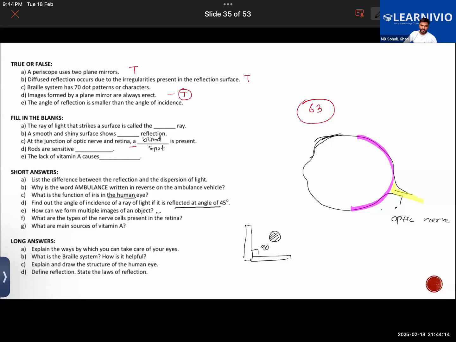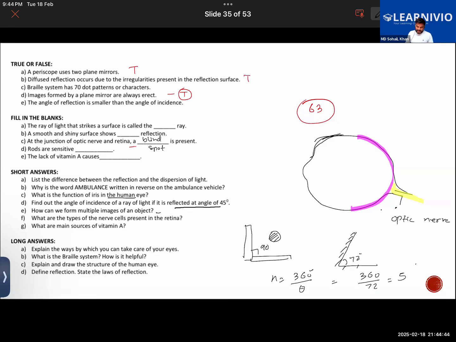72 degrees. If there are two plane mirrors that are inclined at an angle of 72 degrees, how many images would have formed? By the formula n equals 360 degrees upon the given angle theta. So here theta is 72 degrees. 360 upon 72 is equal to how much? 5. Okay, so it's going to be 5 only.